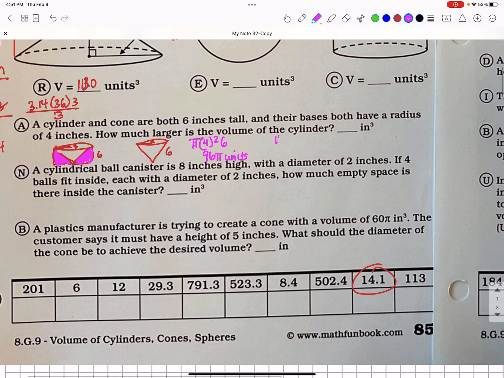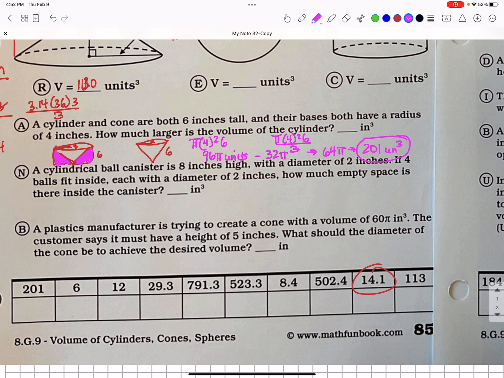So like over here, when I do the same thing, but at the very end, I divide by 3, then it's going to be 96 divided by 3 is 32 pi. If I say how much bigger is 96 pi than 32 pi, then it is 64 pi units bigger, which is 64 times pi is 200.9, which is 201 units cubed bigger.